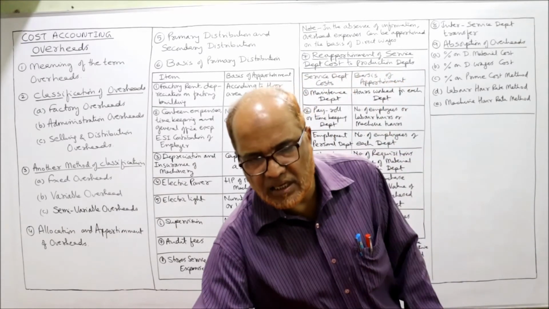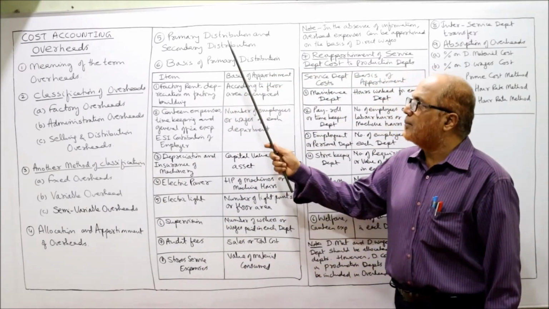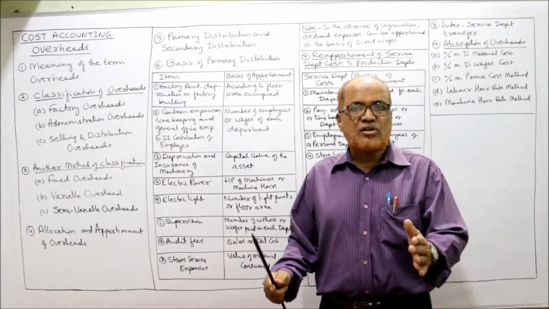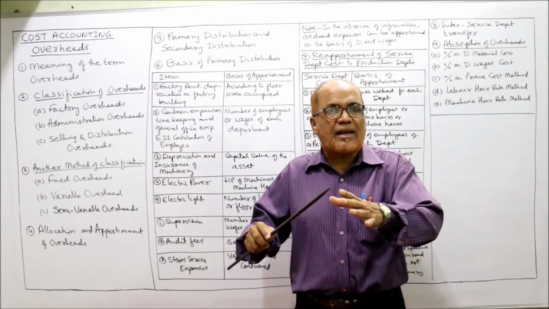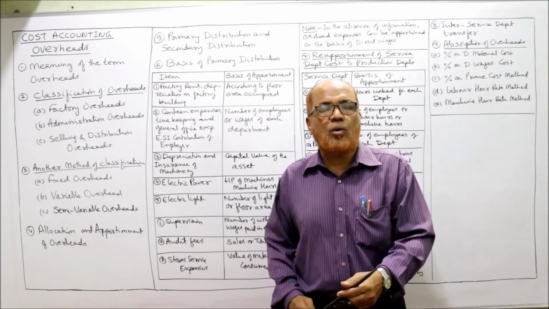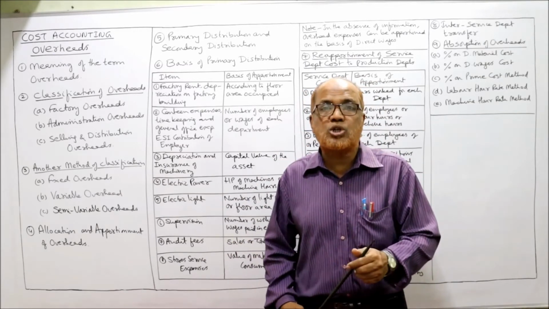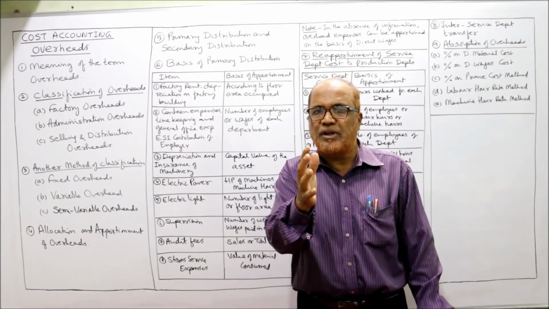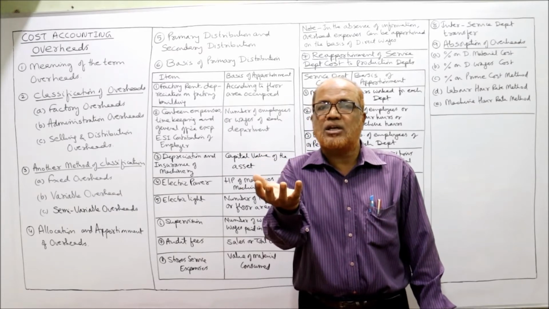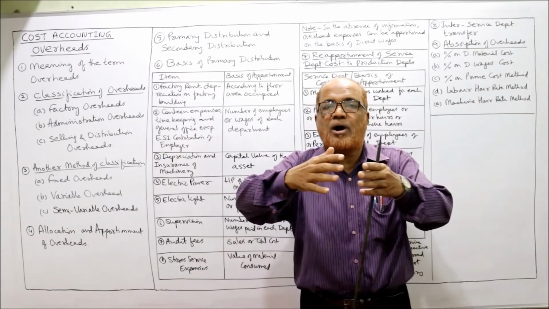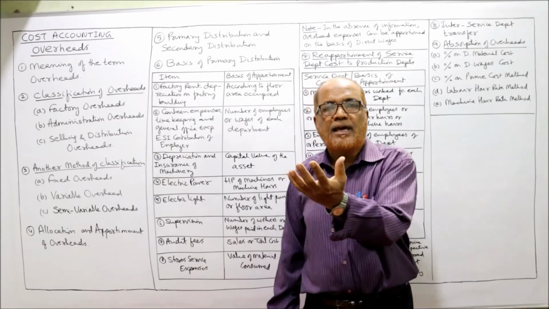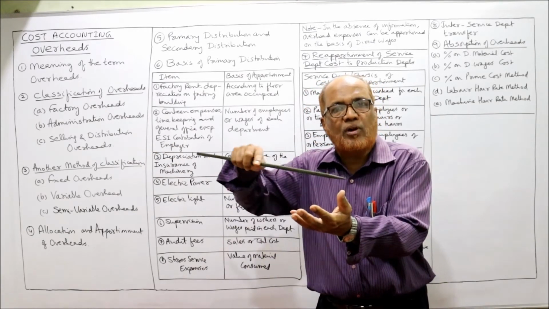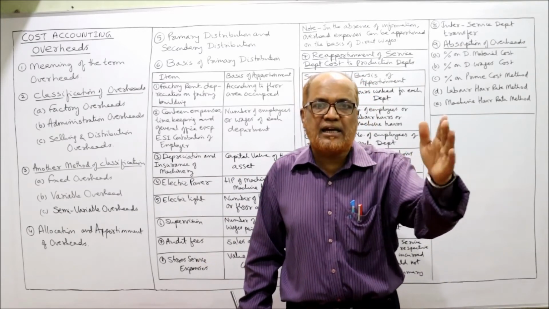Then what are the bases? Now I am going to explain you. But before that, primary distribution and secondary distribution. First of all, overheads should be collected and classified. After classifying the overheads, we have to apportion and reapportion. Apportionment means allocating or charging, distributing the overheads among all departments. Example, canteen expenses. The expenditure incurred on canteen will be apportioned between all departments A, B, C, D, E.